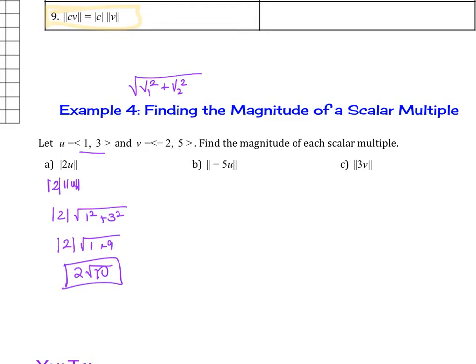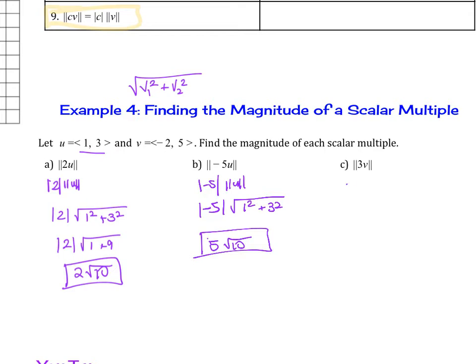Okay, so to find the magnitude of negative 5u, what we'll do is we'll take out the negative 5, then absolute value, and then the magnitude of u. So that's going to be negative 5 times the square root of 1 squared plus 3 squared. It's the same as before. And so the negative 5 becomes a positive 5 square root of 10.